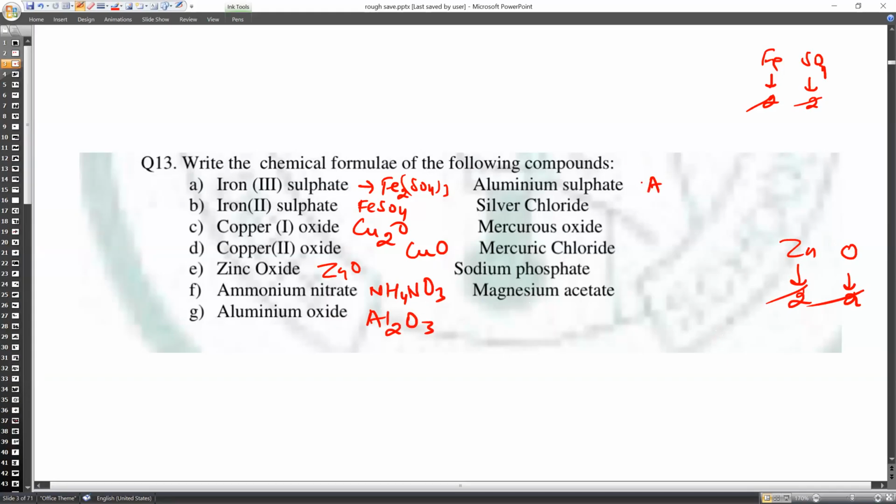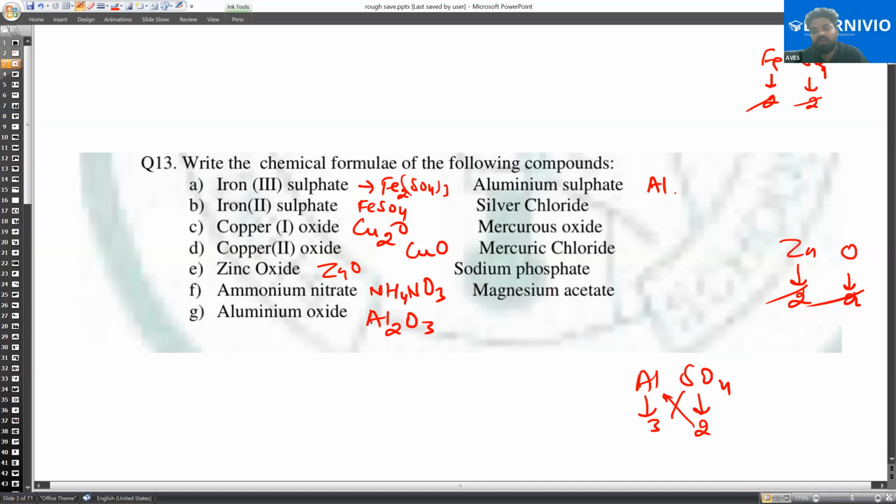Aluminium sulfate. What's the formula for aluminium sulfate? Anybody in the class? What's the valency of aluminium? Aluminium has valency 3, and sulfate ion has valency 2. So you cross multiply and you get Al2SO4 3. SO4 is a group of atoms, so you have to write it in brackets.